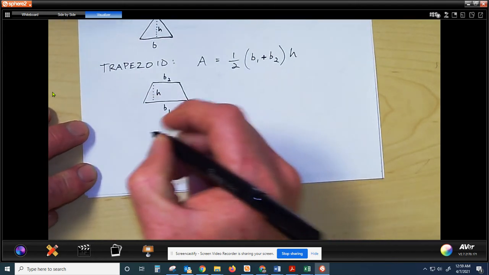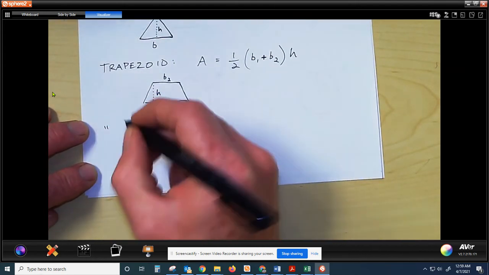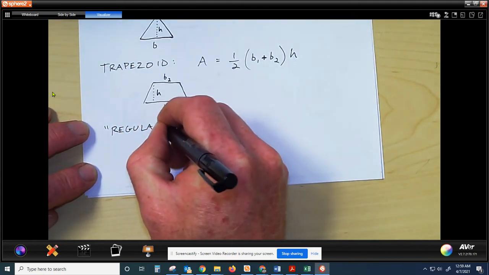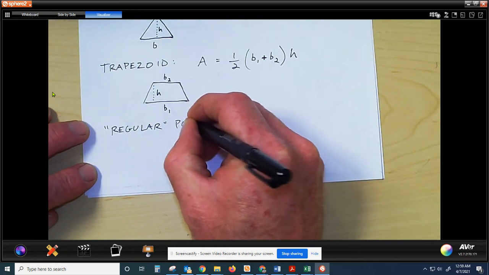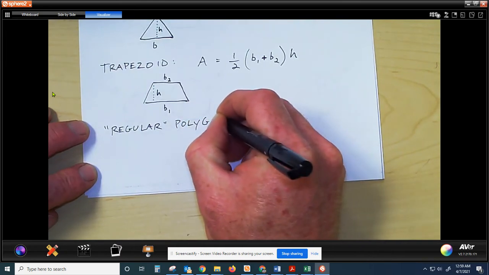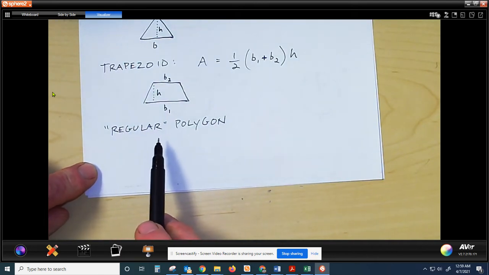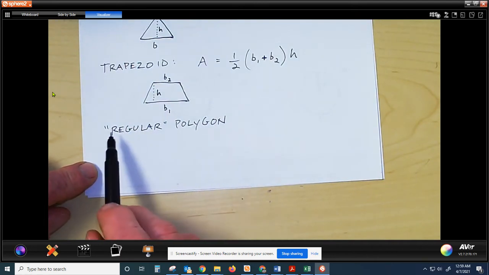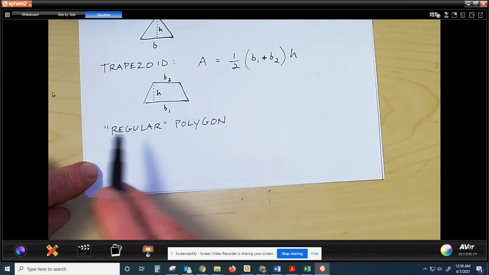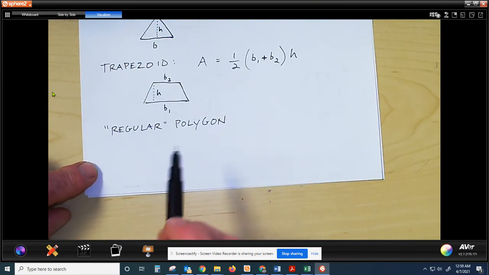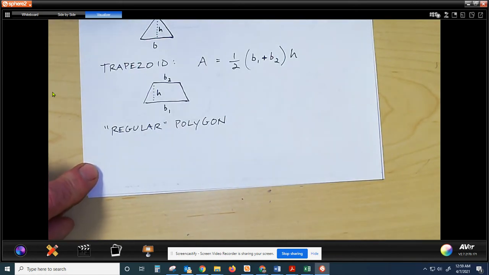Last shape is, in quotation marks, a regular polygon. Okay, so in geometry, the term regular means the classic shapes you remember from elementary school. All side lengths are the same. There's beautiful symmetry to the shapes. Stop signs are regular octagons.